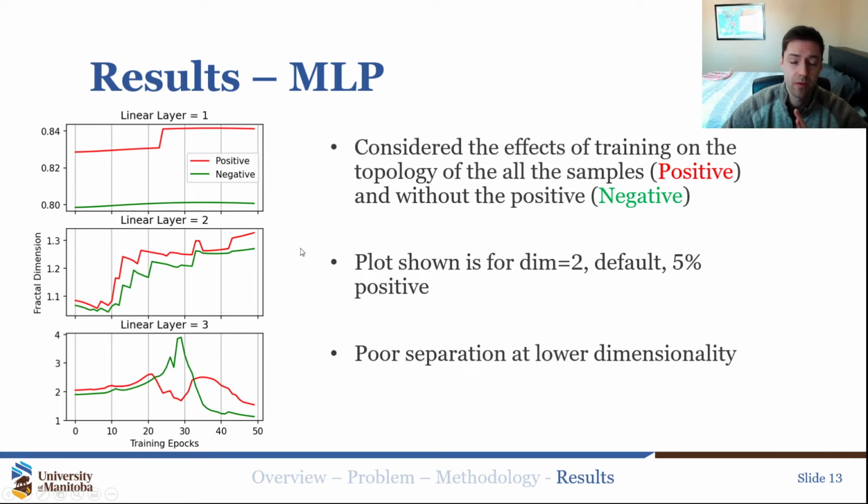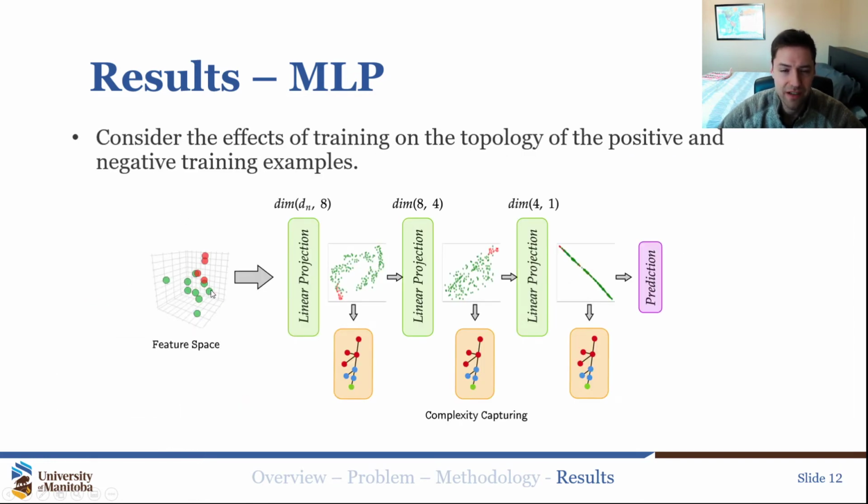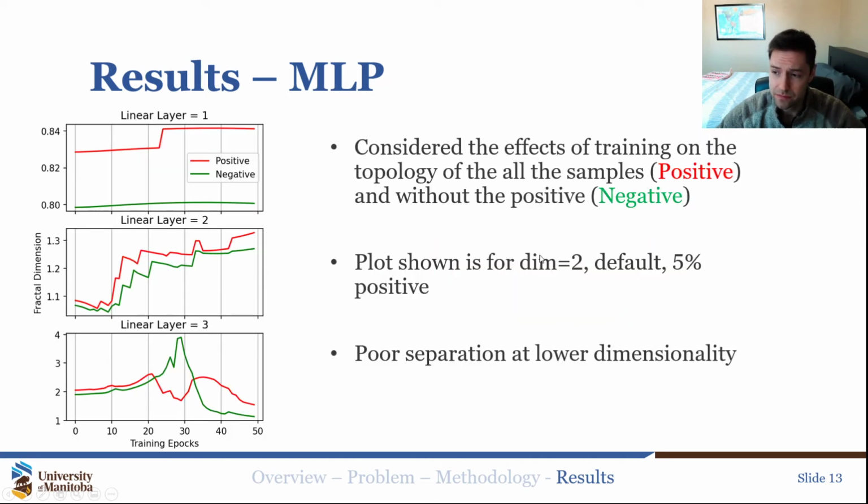This was implemented as a validation set. Our model is training on the points, and then we have a validation set in which, in the feed forward, we're capturing the activations, determining the complexity, and then plotting them. On the x-axis here, we have training epochs to show how it changes over time. One thing to note is that this plot is shown for a feature space of 2 dimensions only, of the default form, where it's just the general cluster, not anisotropic, and 5% positive training examples.